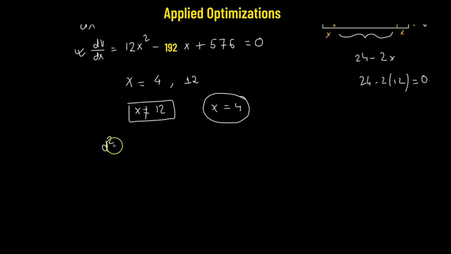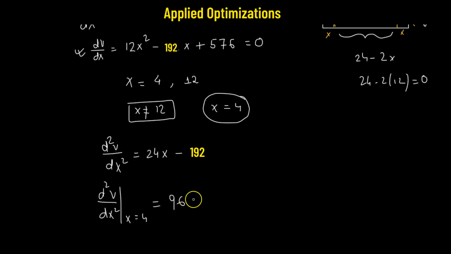So we have d squared V over dx squared equals the second derivative, the derivative of 12x squared, so that's 24x, minus the derivative of 192x, so that will be 192. And let's substitute the value of x with 4. So this gives us 24 times 4, so this will be 96 minus 192, which gives us negative 96. Now this is a negative number, less than 0. So indeed, this is the maxima.